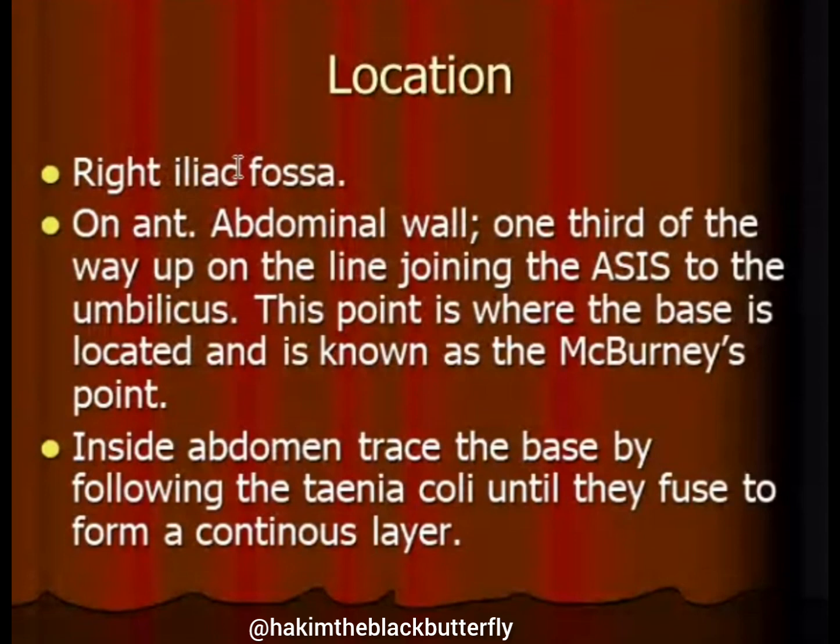But if you want to estimate the position of its root, because I've talked about what the root of the appendix is, if you want to estimate the position of its root on the anterior abdominal wall, it's located at McBurney's point. I'm going to show you where McBurney's point is located. This McBurney's point is a surface landmark for the position of the appendix. And when you make an incision at McBurney's point and you go deep into the abdomen, this point is going to lead you to the root of the appendix.